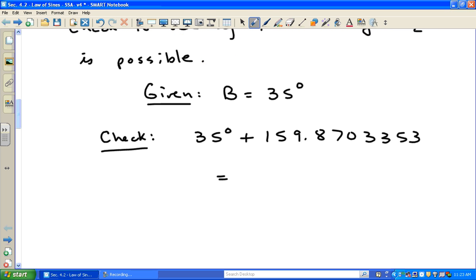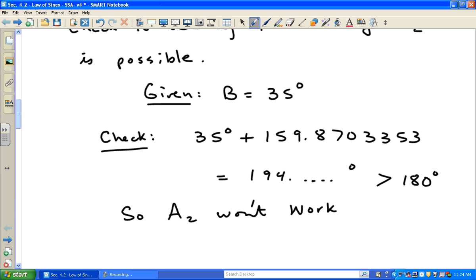Well, if you add those two values, then we end up getting 194 point some odd degrees. And this is larger than 180 degrees. And so you see that that second value for A actually will not work. All right, so A sub 2 won't work. What that means is we have only one triangle possible for this particular problem.